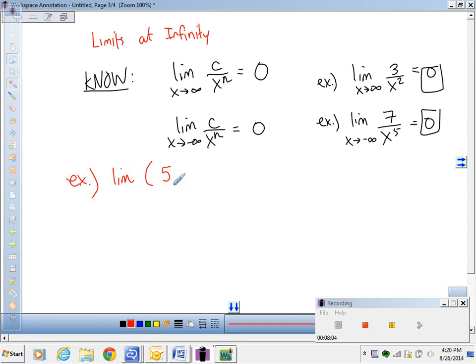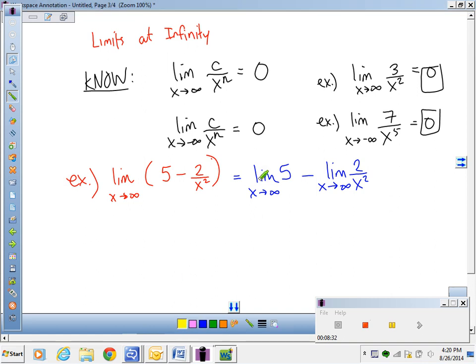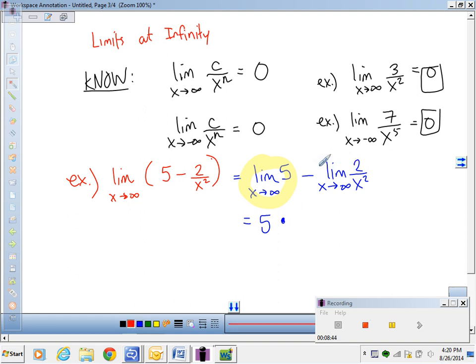If I had the limit of 5 minus 2 over x squared as x approaches infinity, well, I know that I can separate it because it's 2 functions being subtracted, so I can separate that as the difference of 2 limits. So the limit of 5 as x approaches infinity minus the limit of 2 over x squared as x approaches infinity. Well, the first one is a property that I've shown you before. The limit of any constant, no matter what it's approaching, even if it's infinity, is just equal to that constant. And this one is the one that I just told you. The limit of a number over x raised to any power is 0. So we have 5 minus 0, I'm sorry, which is equal to 5. So that's my limit.